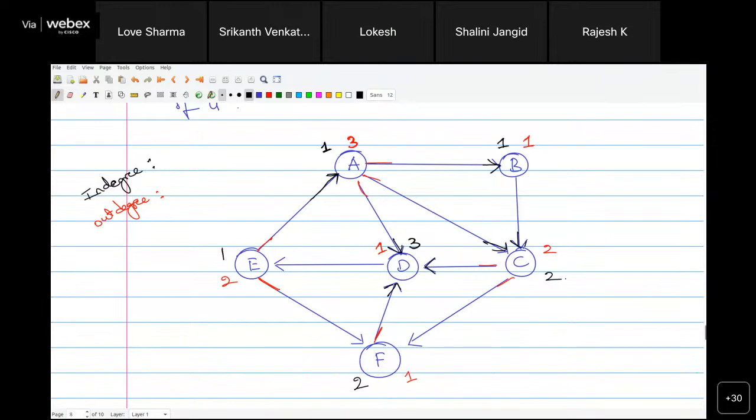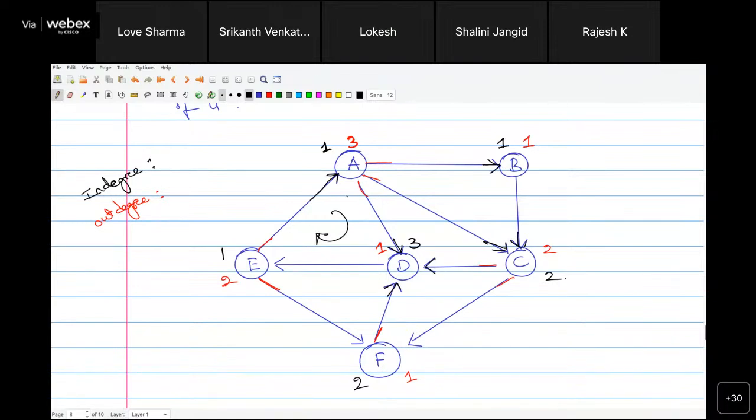Okay. So can you give me the cycle? One cycle: A B C D E and A. Yeah. So A, B, C, D, E, A is one cycle. A, D is also a cycle. So this is not a DAG.